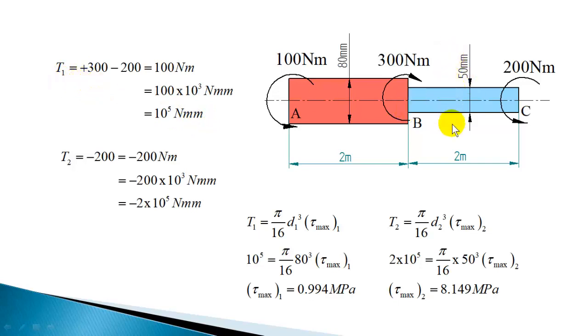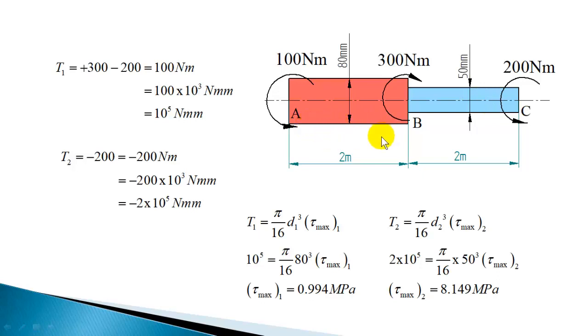Now in the second section, it is only minus 200. After taking the section, you are only considering the torques on the right side. So it is only minus 200 because it is anti-clockwise. So minus 200 Newton meter, minus 200 into 10 raised to 3 Newton mm, or minus 2 into 10 raised to 5 Newton mm. So you are getting the torque in both the sections. The first section is subjected to clockwise twist, whereas the second section is subjected to anti-clockwise twist.